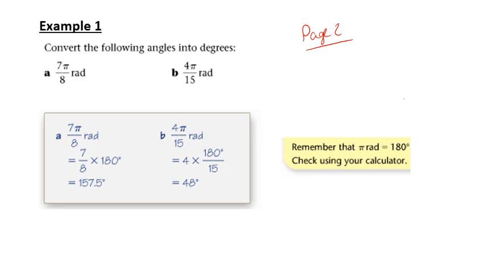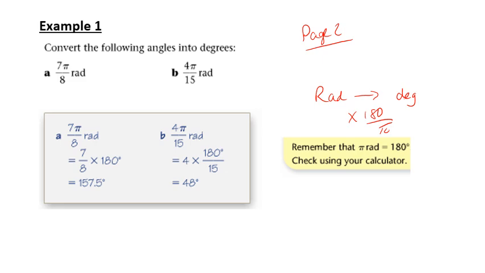Very often radian angles are given in terms of pi, and we want to change it into degrees. So the way to do that is to multiply the angle that you've got in radians by 180 over pi. So you can see in part A, multiplying by 180, they've also divided by pi. Pi has disappeared. So to get from radians into degrees, you multiply by 180 over pi.